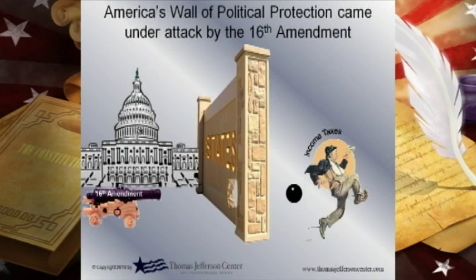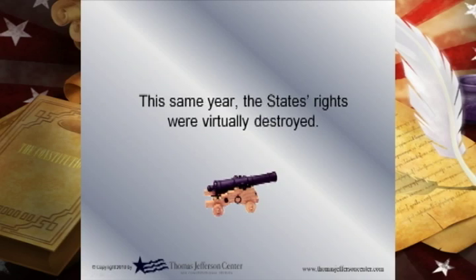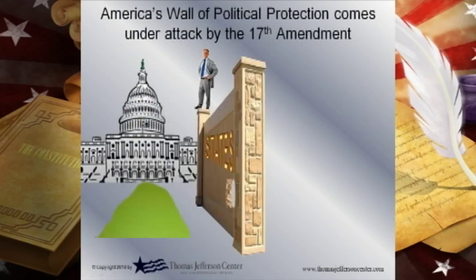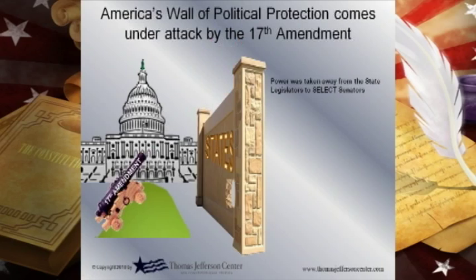taxpayer, stealing his money as the people are taxed directly. This the Founding Fathers would call taxation without representation. This same year, the states' rights were virtually destroyed. This was done by the 17th Amendment. When the 17th Amendment came, aimed directly at the senators, knocking them right off the wall, the power was taken away from the state legislatures to select senators. Power was given to the people to elect their senators.